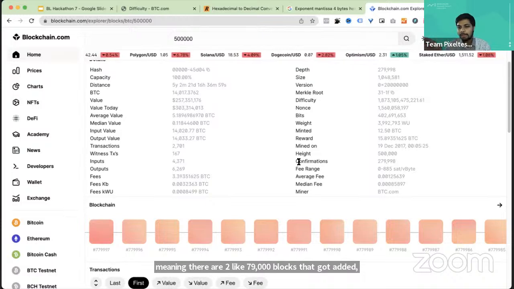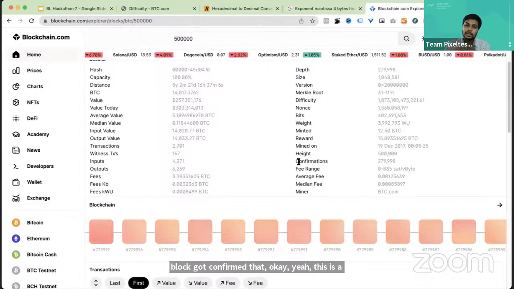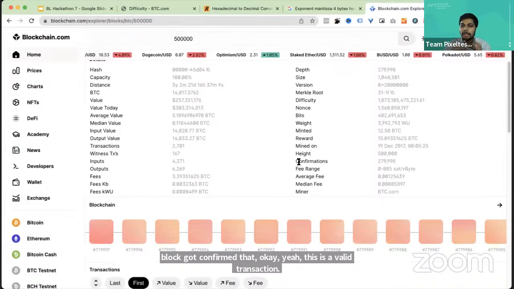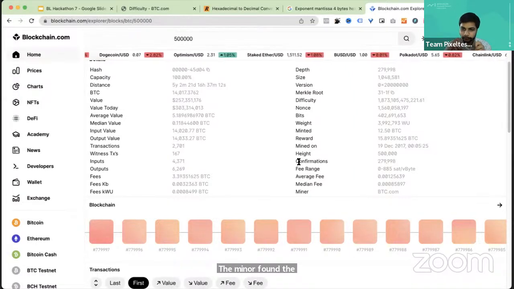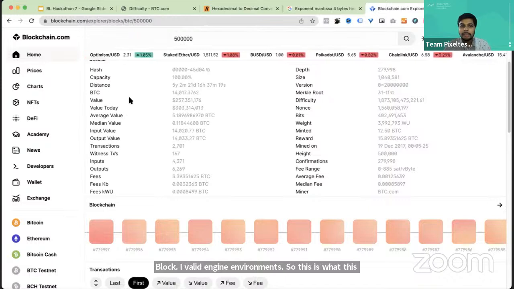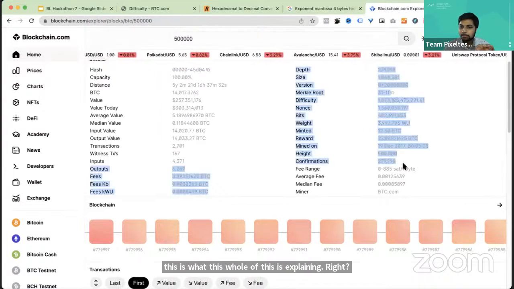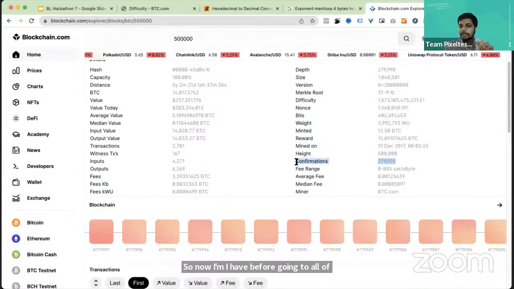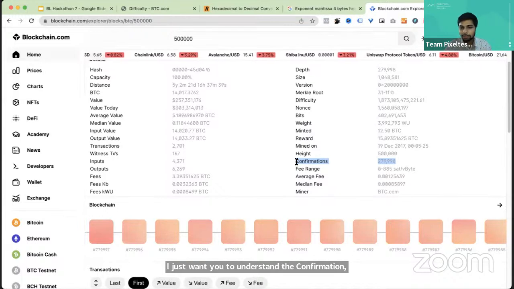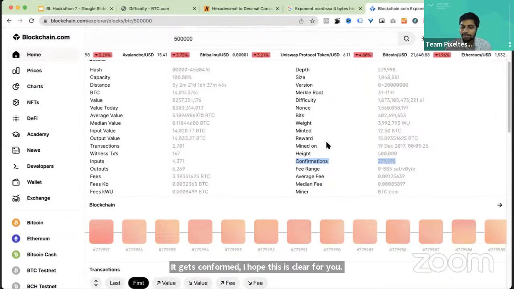Whenever a new block got added, that many times this block got confirmed that yes, this is a valid transaction. The miner found the nonce and all the transactions in this particular block are valid and genuine. So this is what this whole statement says. Here, distance or time means this was created 5 years, 2 months before. Before going to all of these things, I just want you to understand that confirmation is whenever a new block gets added, it gets confirmed. I hope this is clear for you both, Prashant sir and Ravinder sir. Confirmations should be clear.